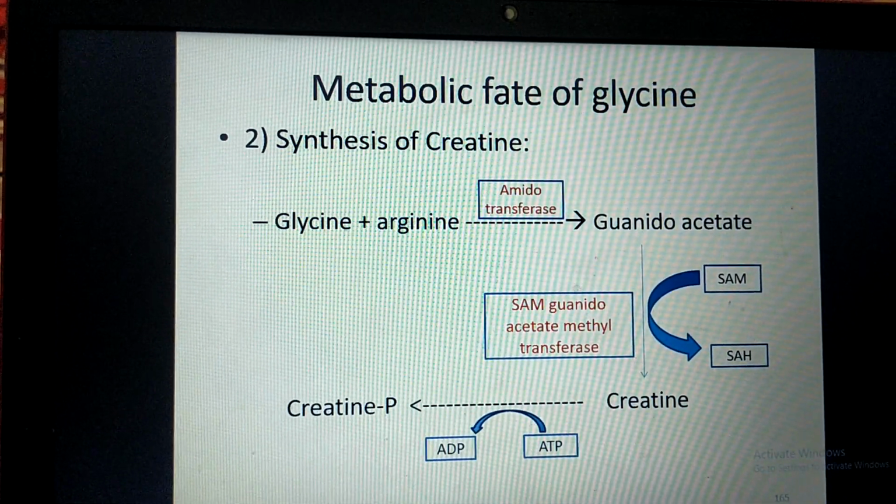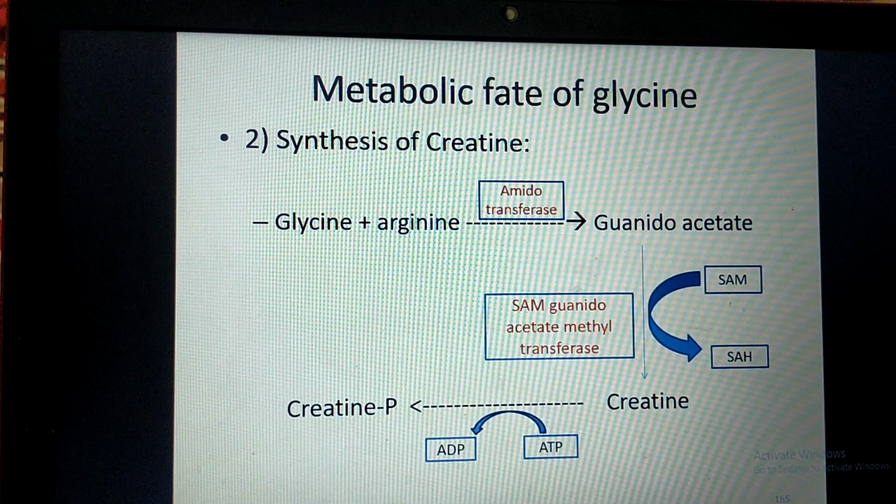Next important product obtained from glycine is creatine. Creatine is synthesized in the muscles. It is synthesized from 3 amino acids: glycine, arginine and S-adenosyl methionine. S-adenosyl methionine is nothing but active methionine.